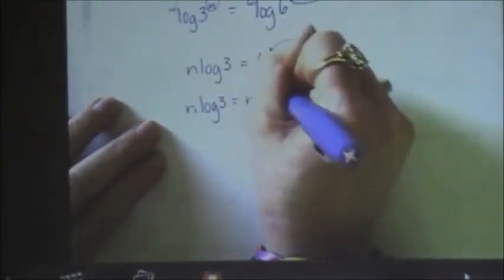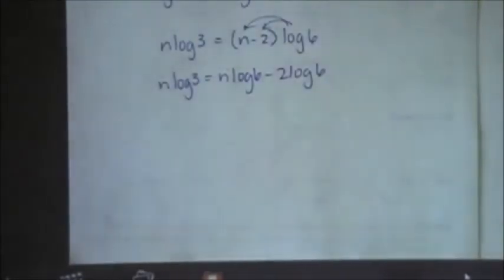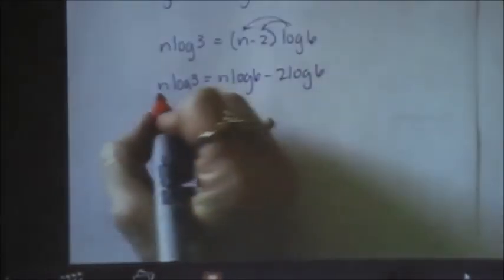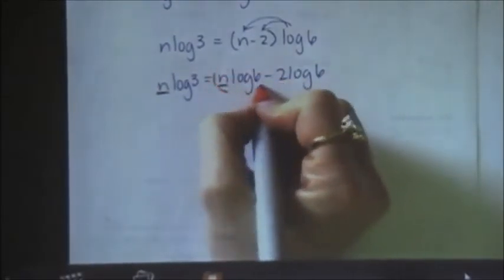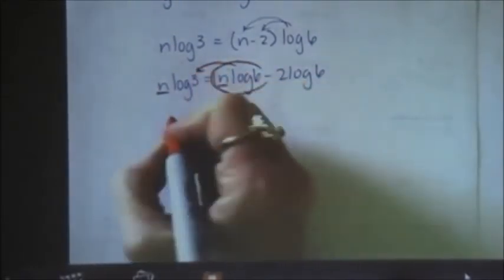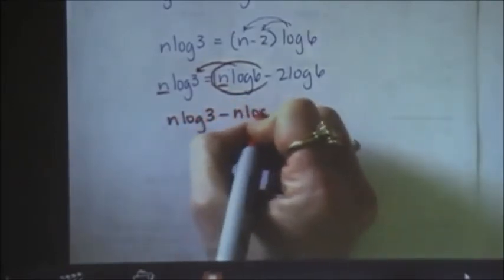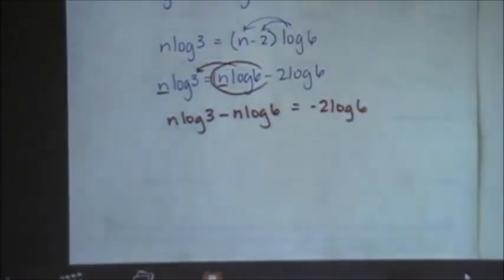n log 6 minus 2 log 6. Now, this time I have 2 n's, and I need to get my n's together. So I have an n here and an n here. So I'm going to subtract this one or move this one over. So now I have n log 3 minus n log 6 equals negative 2 log 6.